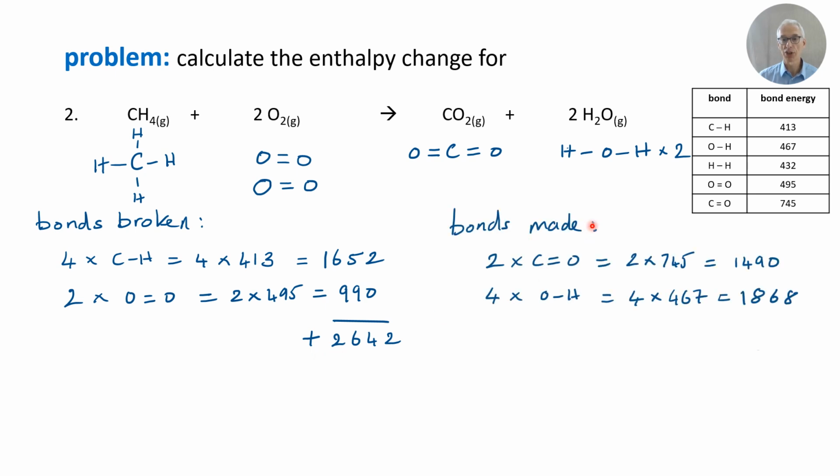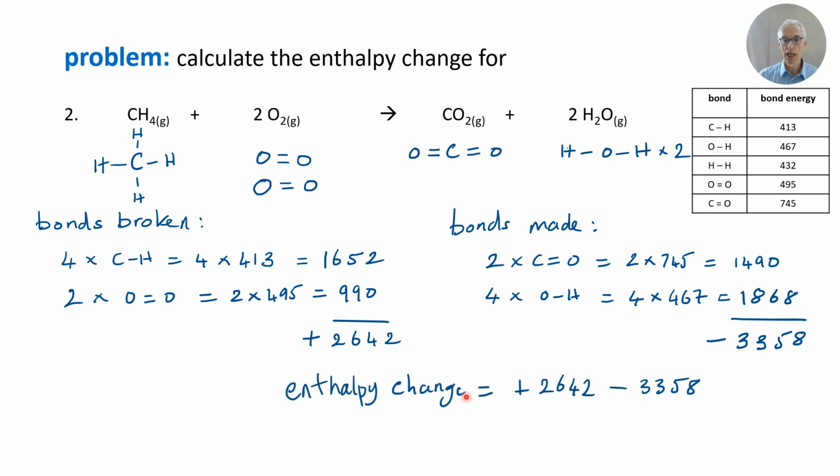I now move to the bonds that are made. Got 2 carbon double bond oxygens, and then 4 oxygen-hydrogens. Sum and give a negative sign because making bonds is exothermic. The overall enthalpy change is plus 2642 minus 3358. Again, it is exothermic. The enthalpy change is negative and therefore is exothermic. More energy was released on making the bonds in the products than was absorbed by breaking the bonds in the reactants.